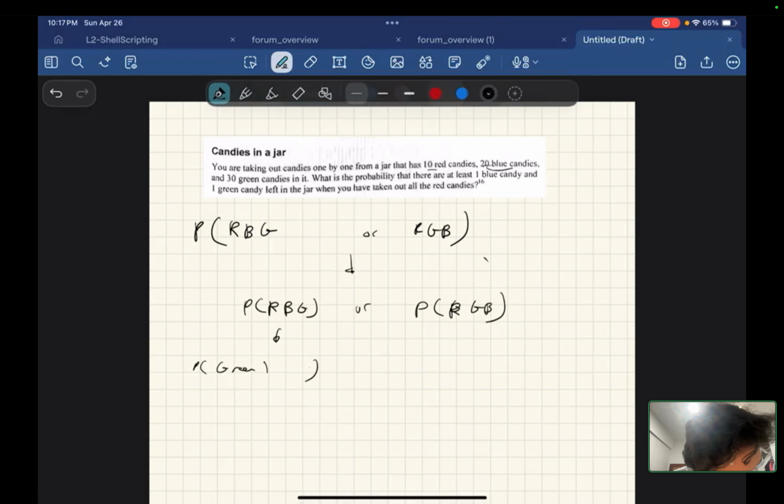Being last, and probability of blue being second last, given green is last.